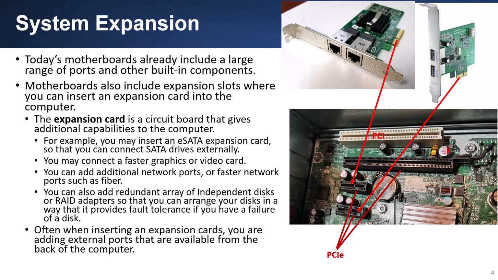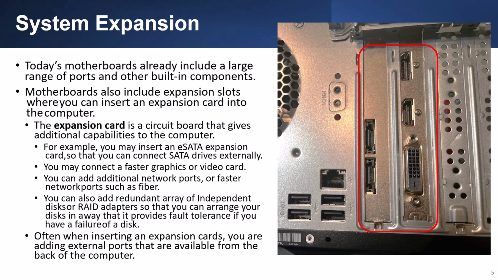For example, you may insert an eSATA expansion card so that you can connect SATA drives externally. You may connect a faster graphics or video card, or add additional network ports or faster network ports such as fiber. You can add a redundant array of independent disks, or RAID, adapter so that you can arrange your disks in a way that provides fault tolerance if you have a failure of a disk. Often when inserting expansion cards, you are adding external ports that are available from the back of the computer.